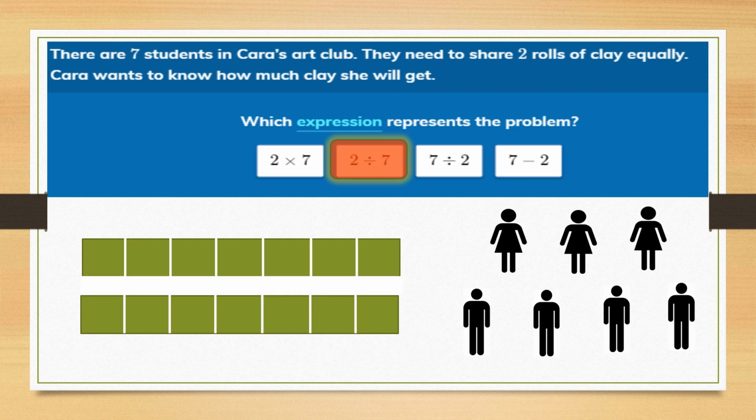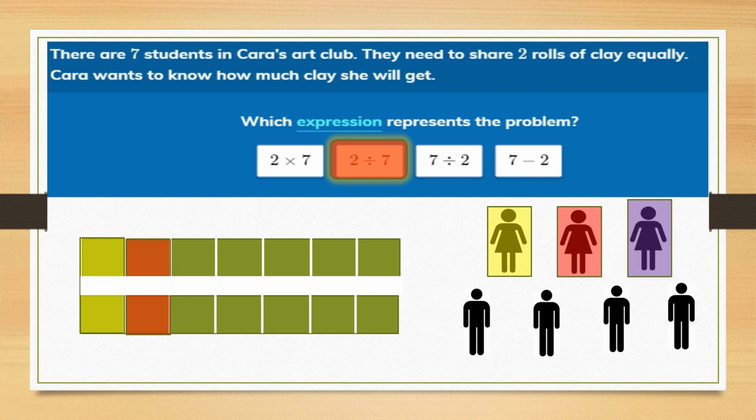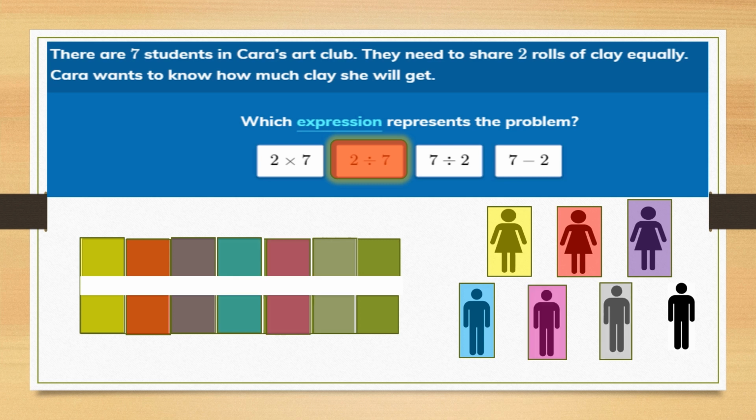So we could give this student one of each of the pieces of clay, then that student gets 2 pieces. The other student gets 2 pieces. The other student gets 2 pieces. Another student gets 2 pieces. The other student gets 2 pieces, and the other student gets 2 pieces. This would make a fair share.